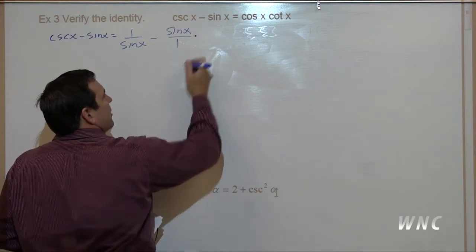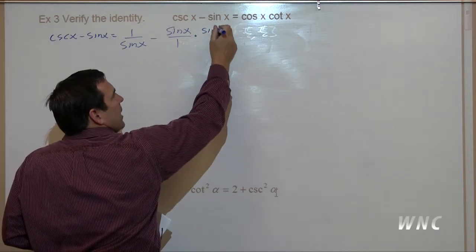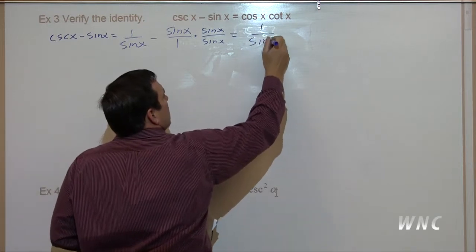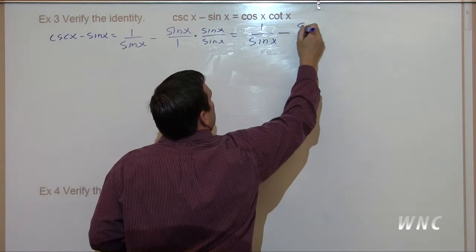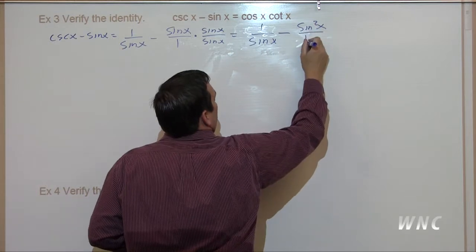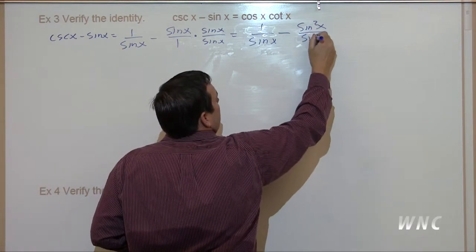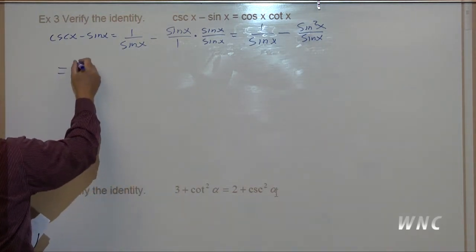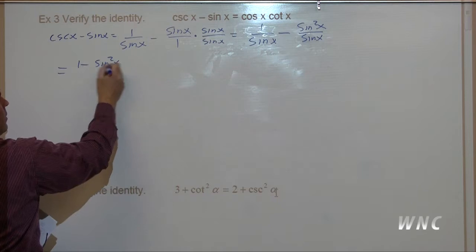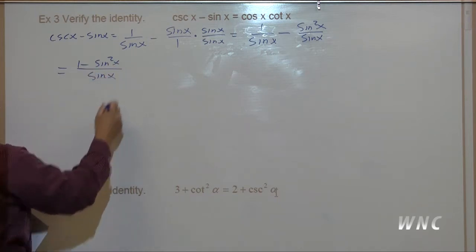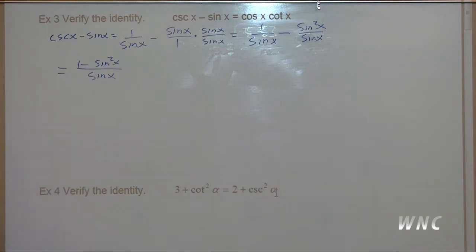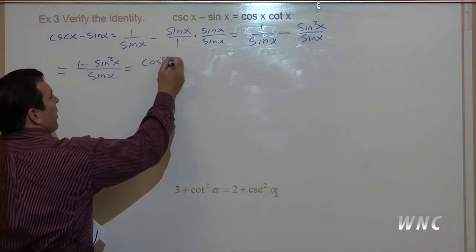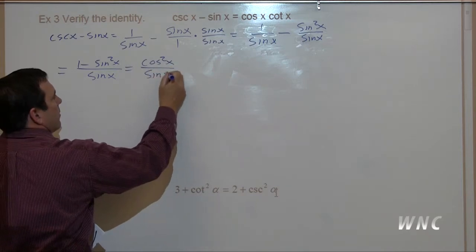Let's combine these fractions. Multiply this by sine x over sine x, so we have a common denominator. So 1 over sine x minus sine squared x over sine x. That's going to be 1 minus sine squared x over sine x. Now what was 1 minus sine squared x? We saw that in the previous example. That's cosine squared x over sine x.